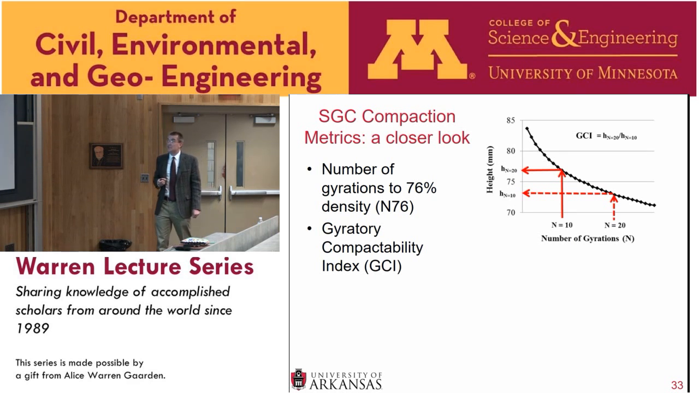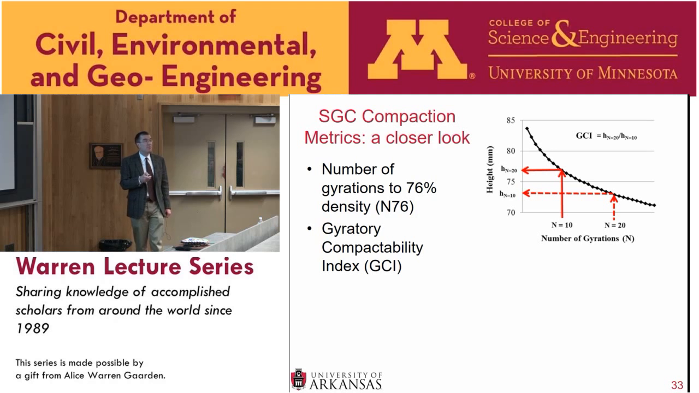Another compaction metric we're looking at is the Gyratory Compactibility Index, or GCI, and this is simply the ratio of the number of gyrations to at 20. What is the height at, oh, and there's a mistake on there, I apologize. What is the height at n equals 20, and what is the height at n equals 10? And you take the ratio of that to get the Gyratory Compaction Index.